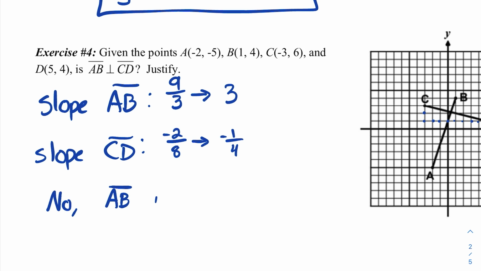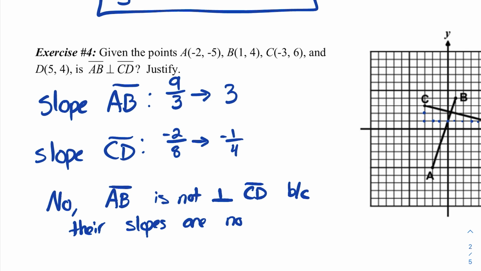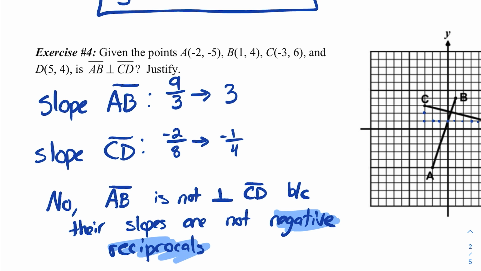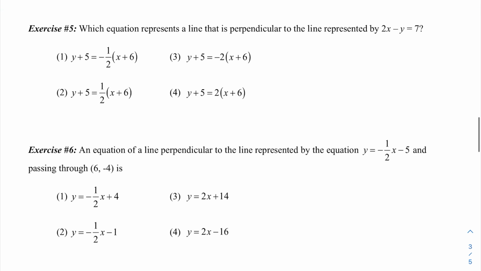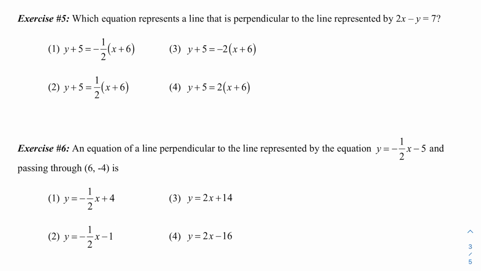AB is not perpendicular to CD because their slopes are not negative reciprocals. Okay. Notice how I'm using that phrase, negative reciprocals, in an explanation. All right. Question 5.